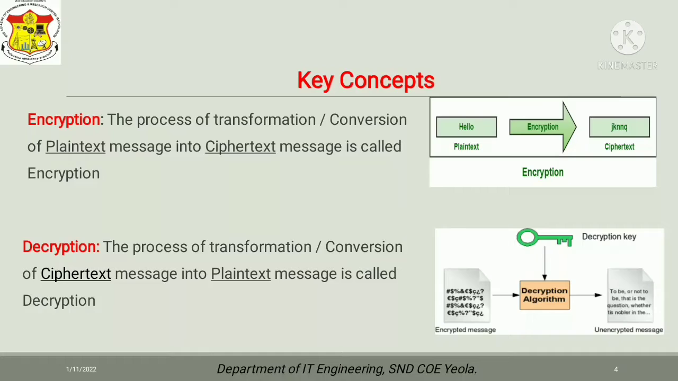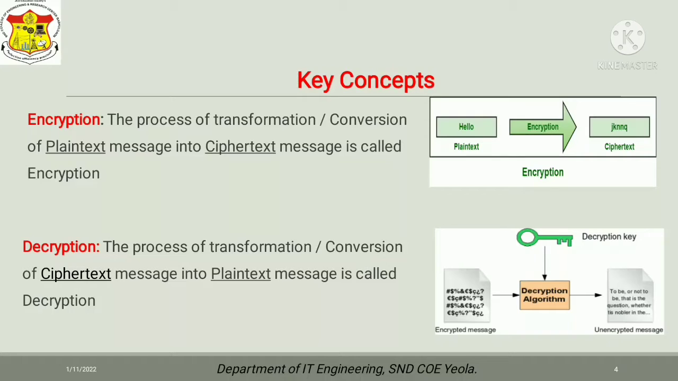Now what is a key? A key is some critical information used by the cipher, known only to the sender and the receiver. A key is nothing but secret information or a number used in the encryption and decryption algorithm, which is known only to the sender and the receiver.